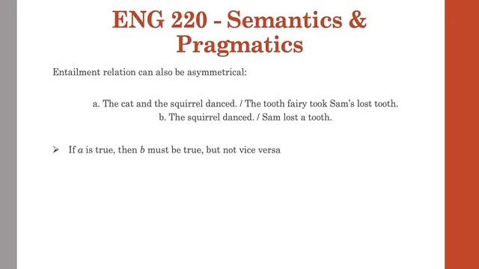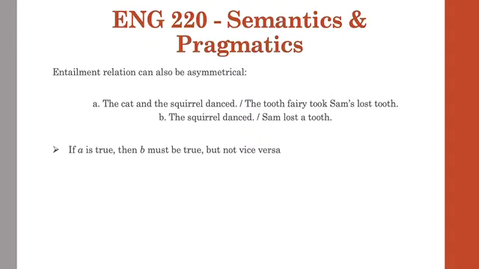So if I have it in this particular order, the cat and the squirrel danced, and then I say the squirrel danced, in that order, there is entailment, right? There's a kind of paraphrase. It's partially paraphrased. But if I have it in the other order, if I say first, the squirrel danced, and then I say, the cat and the squirrel danced, it doesn't mean the same thing. It's asymmetrical, right? If A is true, then B must be true, but not the other way around. If B is true, then A doesn't necessarily have to be true.